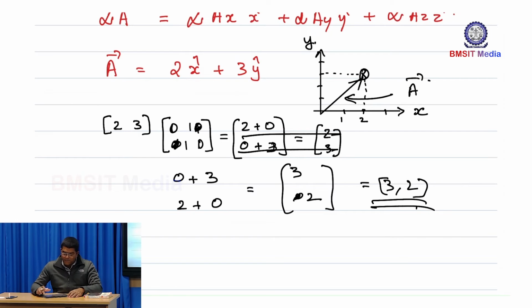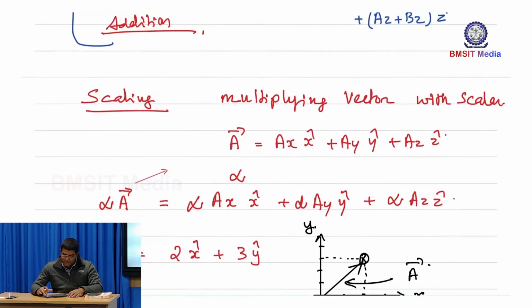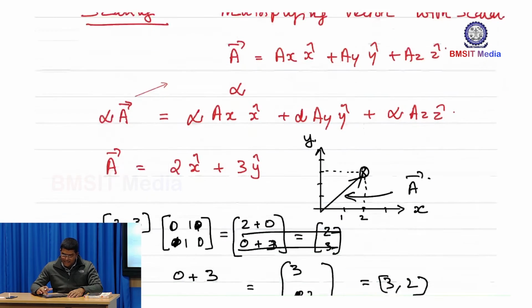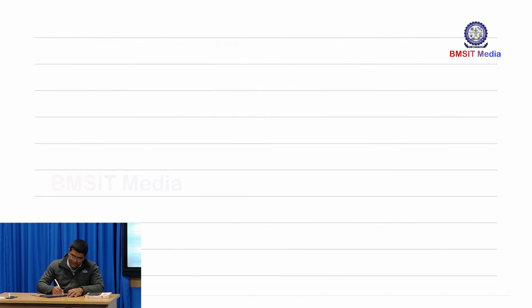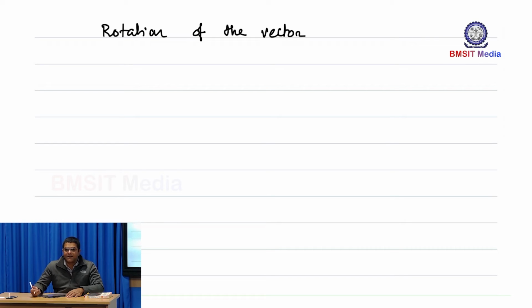So what I wanted to convey is that the rotation can be done. Rotation of the vector is another operation, as I said. Rotation of the vector is possible by multiplying that vector with a matrix.